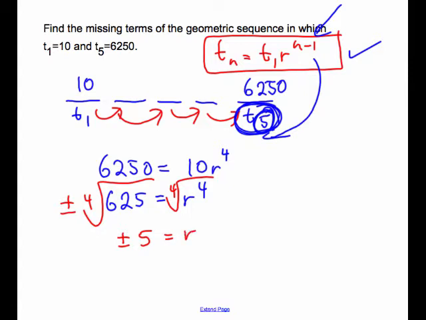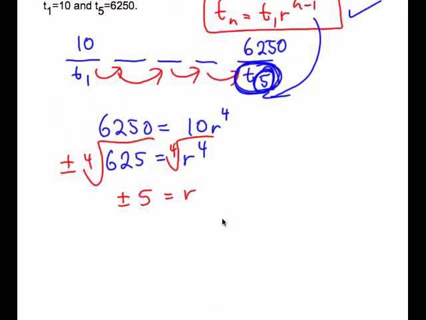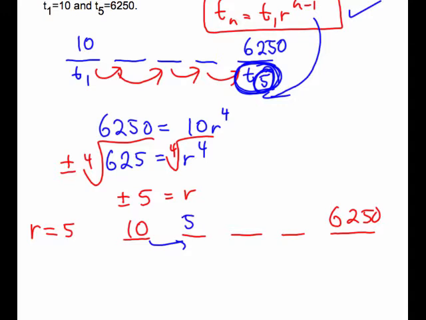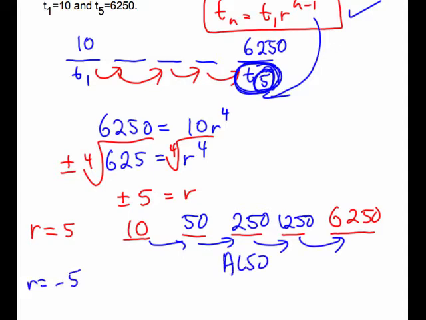Now you might be wondering just a little bit about the plus and minus, so let me just explain in detail what's going on with that. So what I'm basically saying here is, if r was 5, I would have 10. I would multiply by 5 to get 50. I would multiply by 5 to get 250. I would multiply by 5 to get 1250, and then multiply by 5 to land there. Okay? But we would also use negative 5.